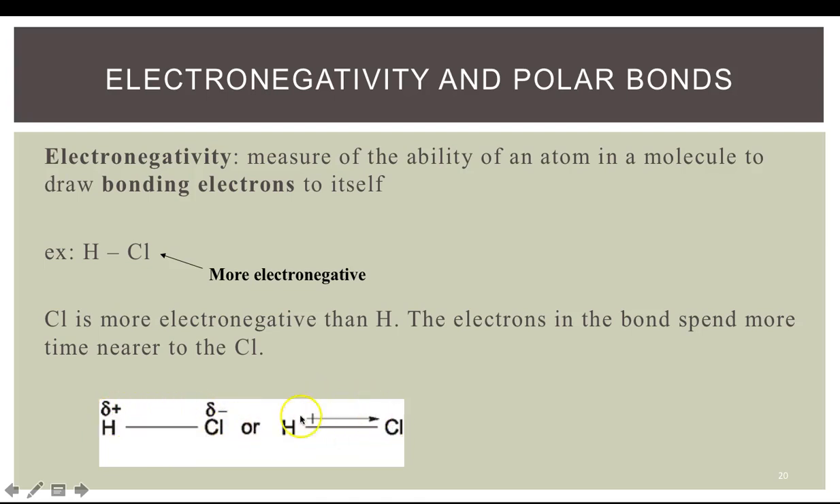A way that is more often represented is using a vector, which is saying that H and the electrons are being pulled towards the Cl. So there we have our arrow, or a vector, pointing towards chlorine. And then we put a hash mark at the other end, which denotes the partial positive charge.